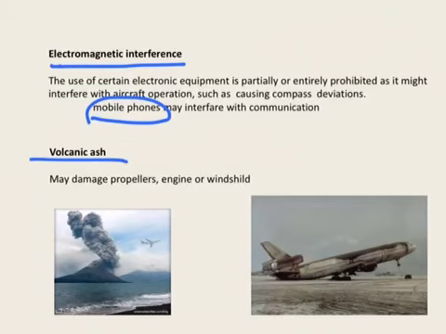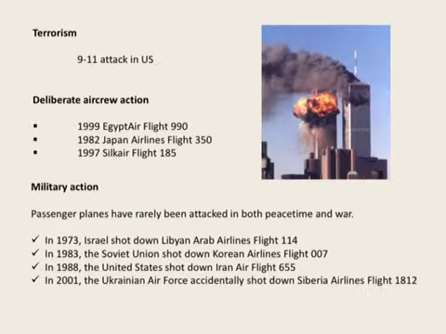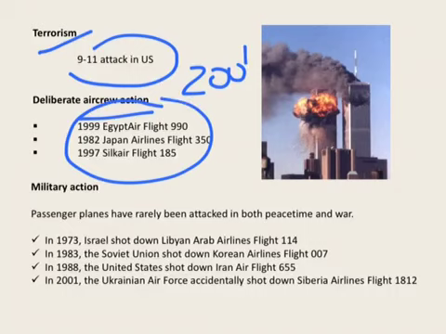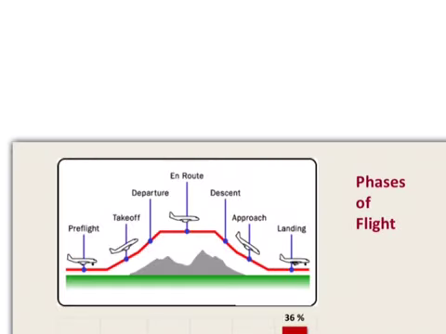Volcanic ash could also be a source of danger as it damages the engine. Terrorist action could be another source, like the one, for instance, of September 11 in the US in 2001. Or deliberate aircrew actions, sometimes in those flights that you see here on this list. In other cases, an aircraft approaches a restricted zone without the proper indication, and military actions take place against that aircraft. If we look at the different phases of flight, which of those do you think are the most dangerous?